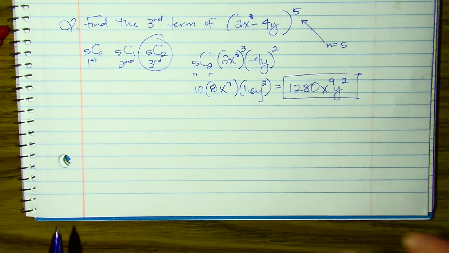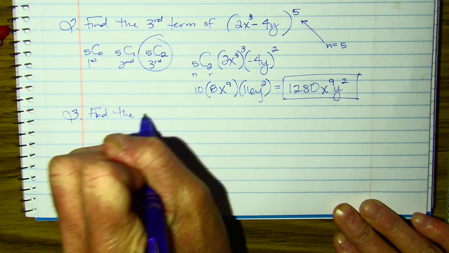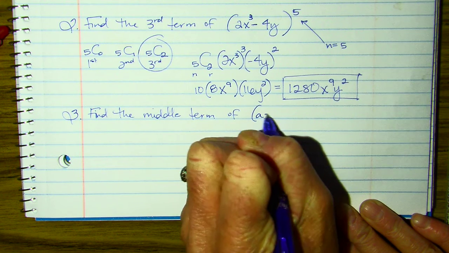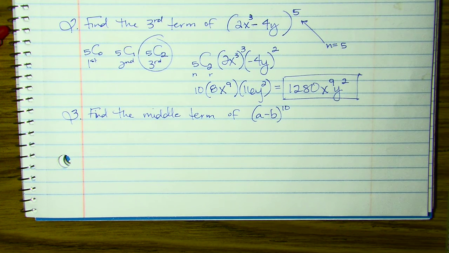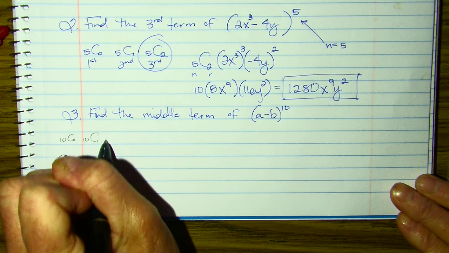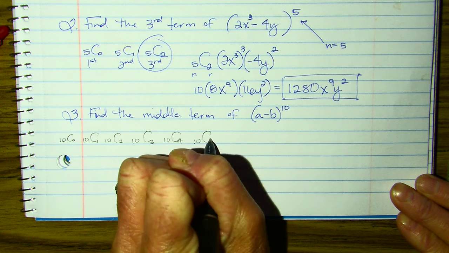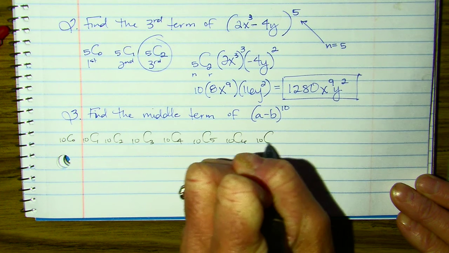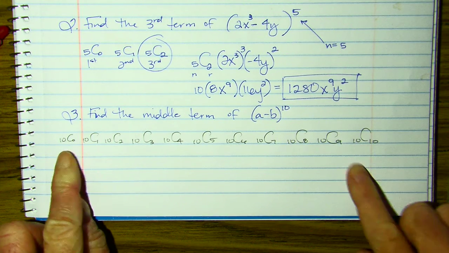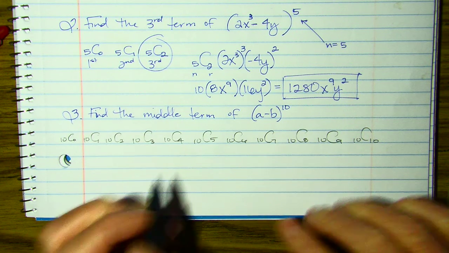Next example, find the middle term of a minus b to the 10th. So what do they mean by middle? Well, let's see here, I would have 10c0, 10c1, 10c2, and I'm going to go ahead and go all the way. I'm sure there's a faster way, but I cannot think of it. So find the middle, so working your way out. So here's my middle term.